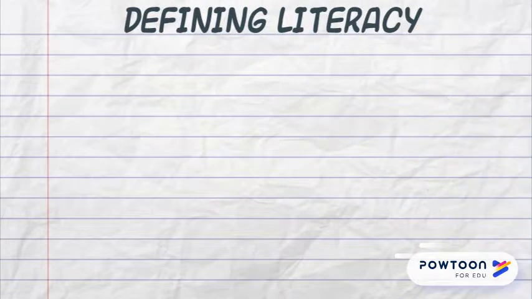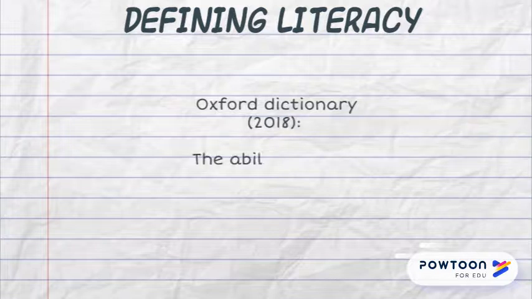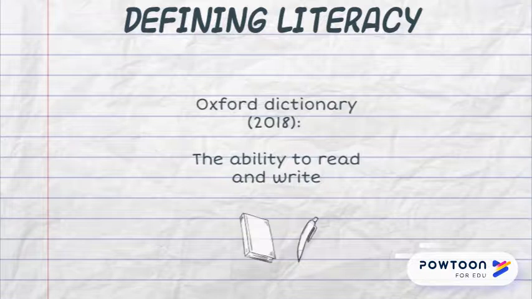Defining literacy. Prior to the introduction of 21st century literacies, the Oxford Dictionary defined literacy as the ability to read or write. Obviously, things have changed since the 19th century, and there is now new meaning to the word literacy.